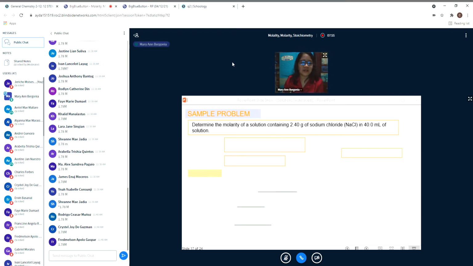Ayan. Wala pang nagsasagot? Sige. Solution containing 2.40 grams. Madali lang yan. Parang katulad lang yan sa problem kanina.